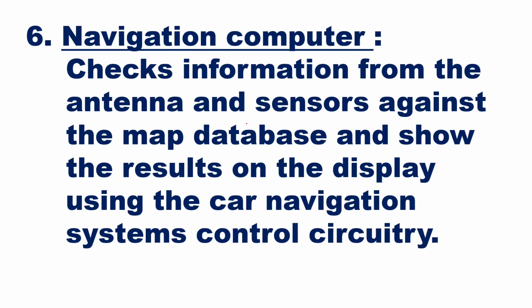Then there is the navigation computer. This unit checks the information from the antenna and sensors and compares it with the map database. After comparing, it shows the result on the display using the car navigation system control circuitry: exactly where the vehicle is positioned at that time, in which area, and what is the name of that area.